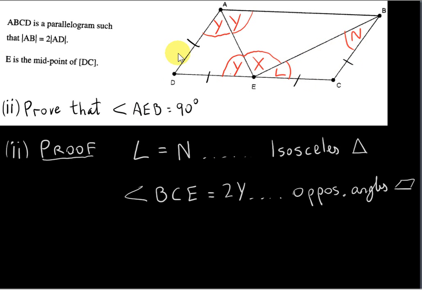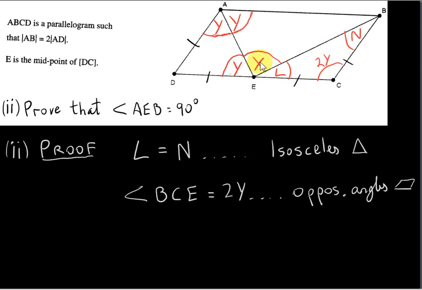Now, opposite angles of a parallelogram are equal. So this angle up here and this angle are opposite angles. So this angle is y plus y, which is 2y. So this angle here must also be 2y. This angle here is angle BCE, or you can call it BCD. Well, actually you can't call it A. You can call it BCE or ECB or BCD.